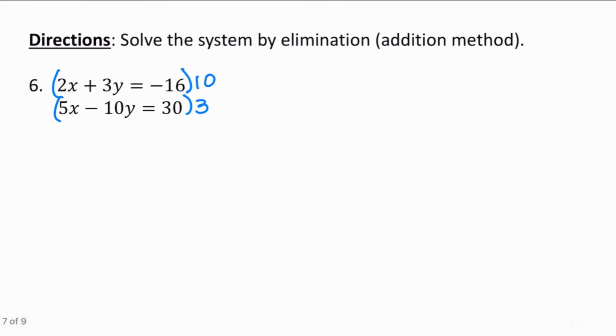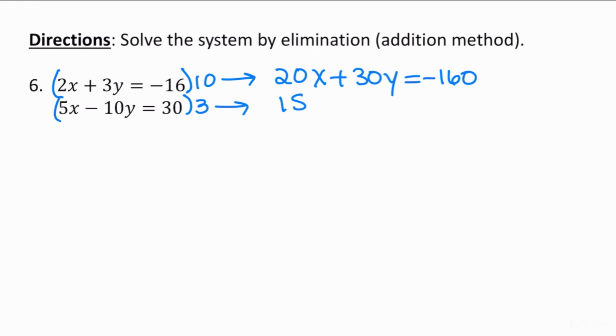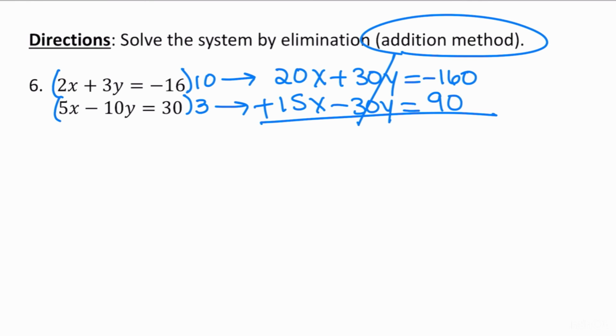So then we're going to go ahead and distribute. I get 20x plus 30y is equal to negative 160 in the top. In the bottom equation, I get 15x minus 30y is equal to 90. I draw a line. The y's cancel. We're adding. Remember, this is the addition method.